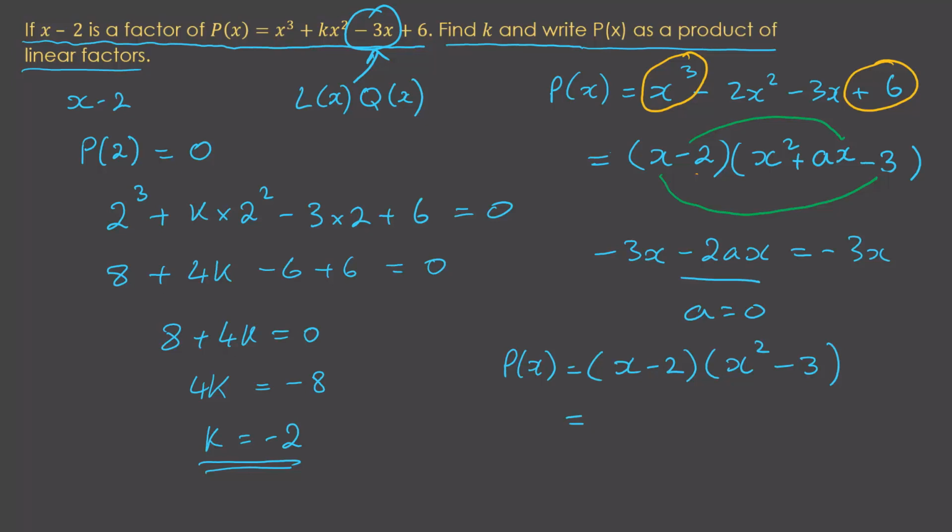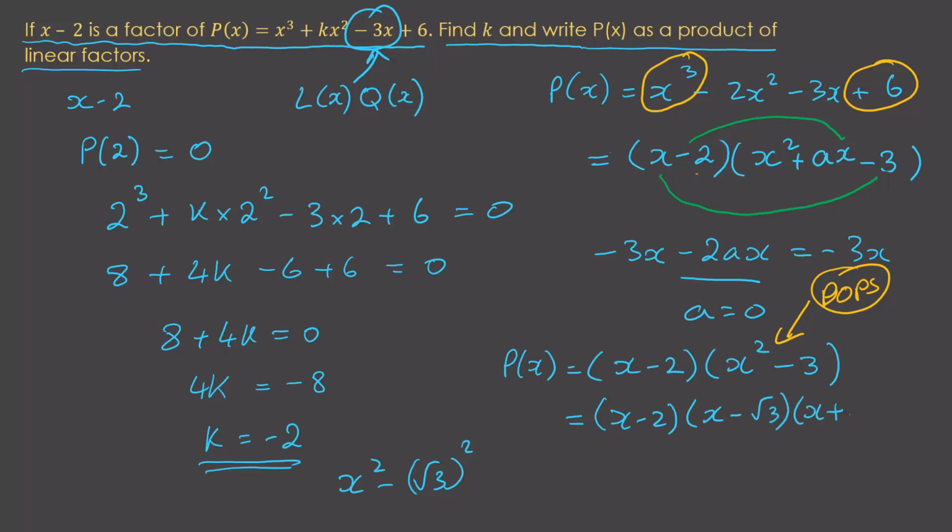Now I can factorize this as a difference of squares: x squared take away root 3 squared. So I have the x minus 2, and then the x squared minus 3 can be x take away root 3, x plus root 3.